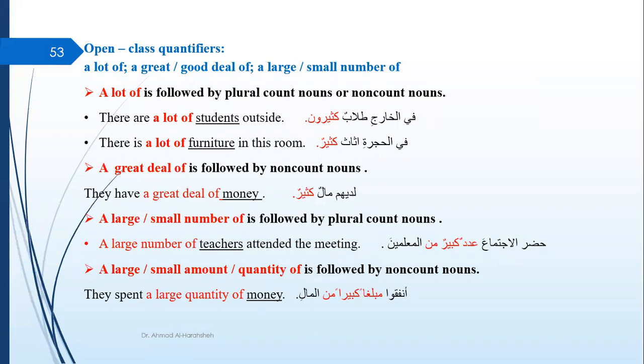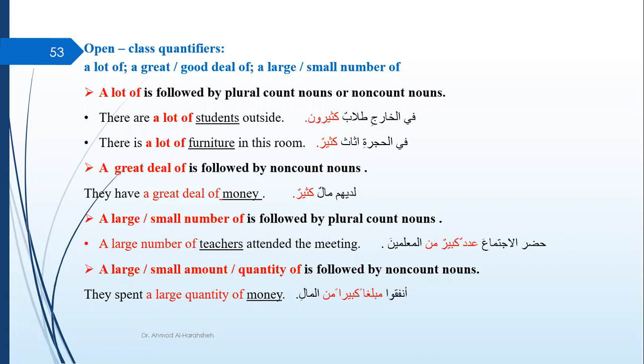Now we have open class quantifiers, such as a lot of, a great deal of, a large or small number of, a large amount of, or a large quantity of. A lot of is followed by plural count nouns or non-count nouns.